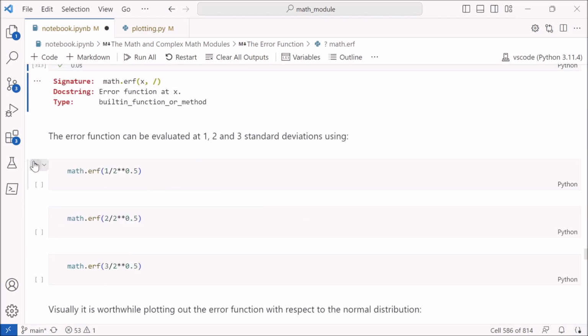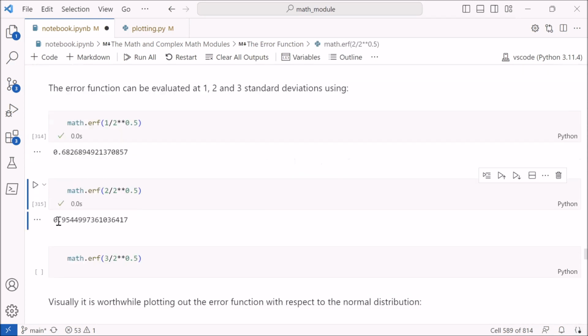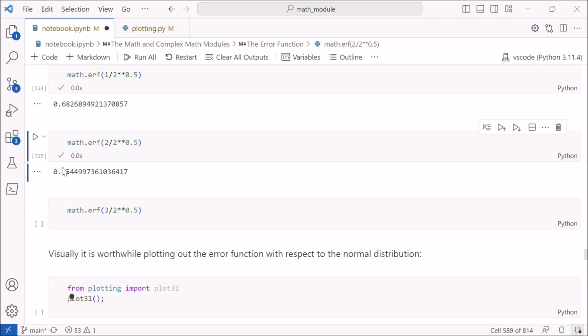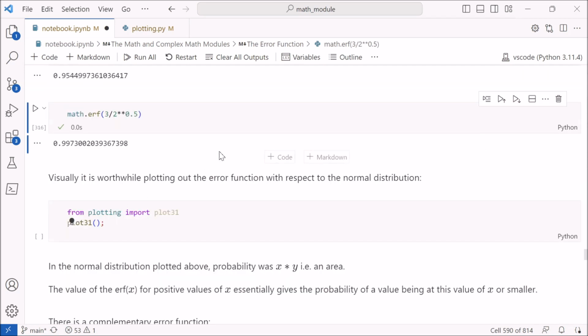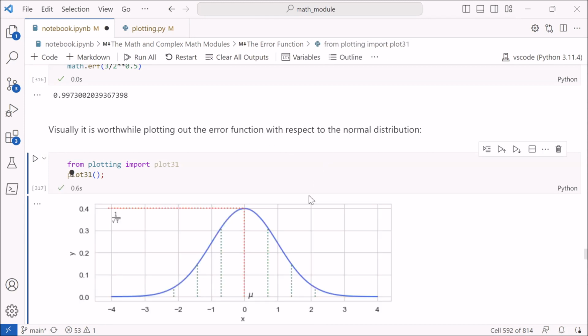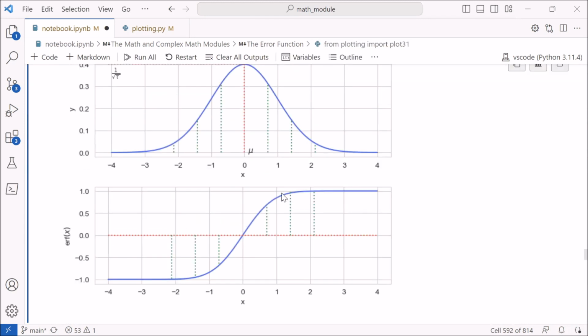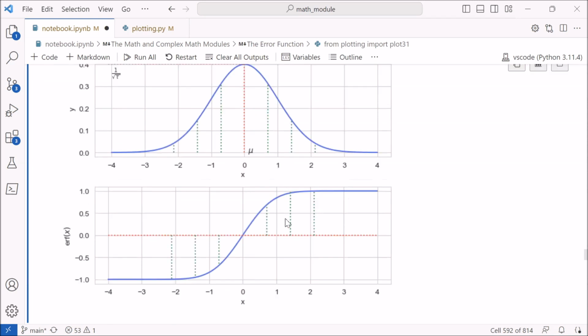Let's have a look at one standard deviation. We get 68.3. 2 standard deviations, we get 95%, and 3 standard deviations is this 99.7%. It's worthwhile visualizing both of these together. This is the normal distribution, and this is the error function. You can see the first, second, and third standard deviation.